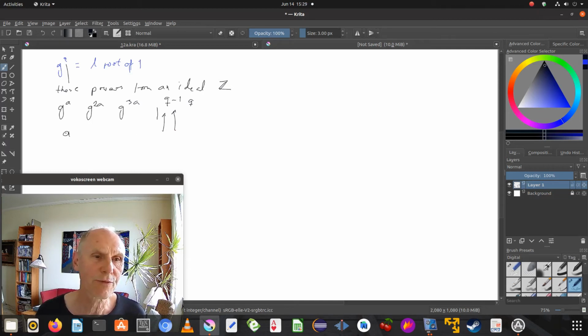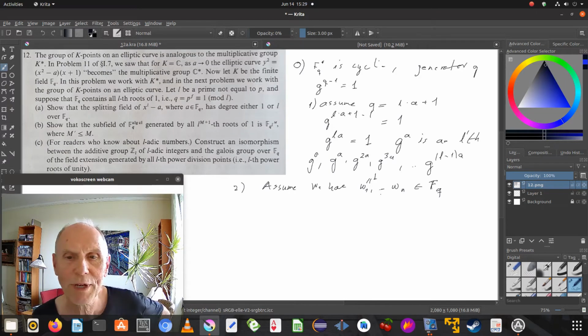And that means that for some integer, it gives Q minus 1. So that's the conclusion. That was what I hoped I could make today.